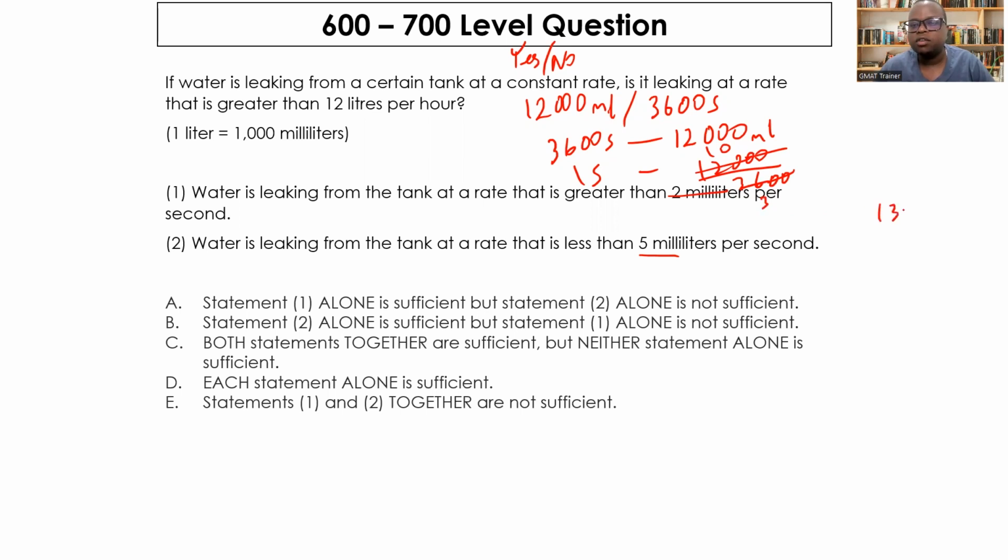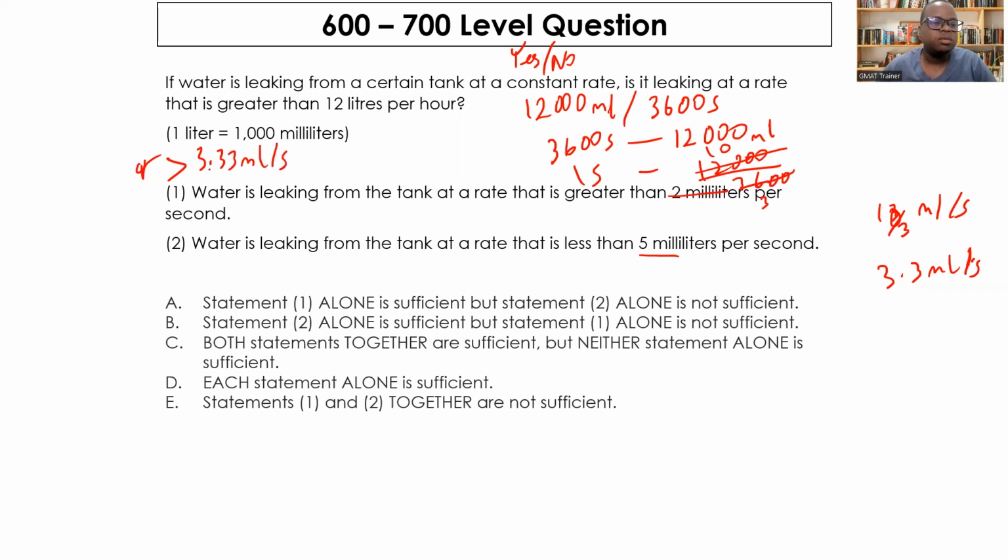Yeah. So you have 10 over 3 ml per second. That is now ml per second. That is 3.33 ml per second. So the question is asking us, is this water leaking at a rate greater than 3.33 ml per second?